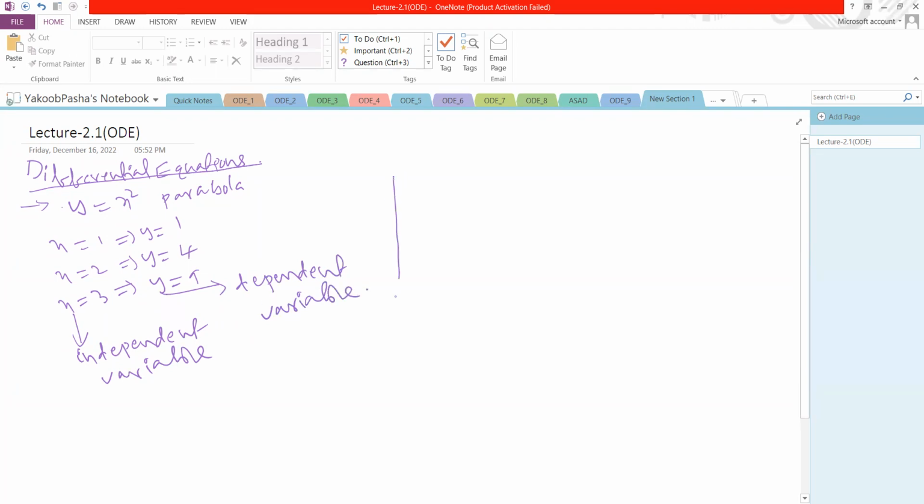Now if we differentiate this equation, y is equal to x square, with respect to x, we'll get dy by dx, that is equal to 2x. Here in dy by dx, this x is called the independent variable and this y is called the dependent variable. And d by dx is called the derivative. This is the derivative or differential with respect to x.